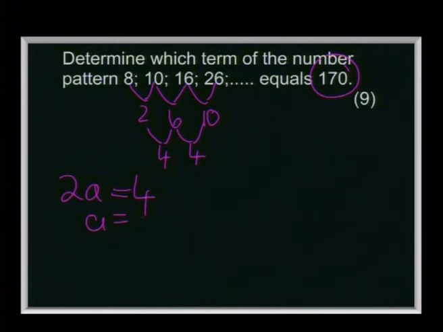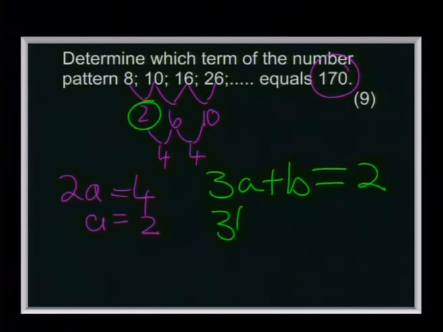So A is equal to 2. That's the first bit. Then I'm going to use the fact that 3A plus B must be equal to the first term of my first difference. That's 2. I've already determined A. So 3 times 2 plus B is equal to 2. So B will be -4 if I take this over to the other side.